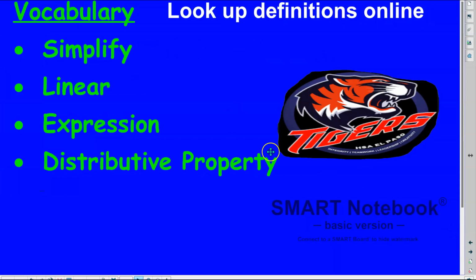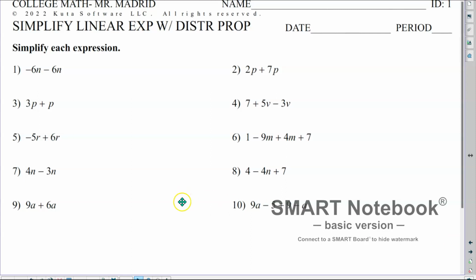The first thing you want to do is capture these 4 vocabulary words, put them at the top of your notes in your notebook, and take advantage of Google, okay? At this moment you can pause the video, get on Google, and look up the definitions and put them in your notebooks, okay? Once you do that, you can hit play on the video. Now let's continue.